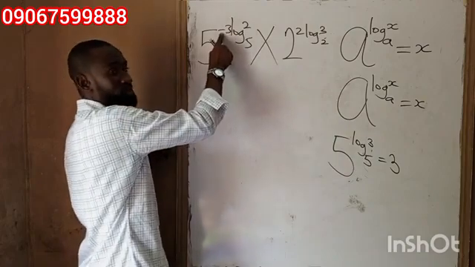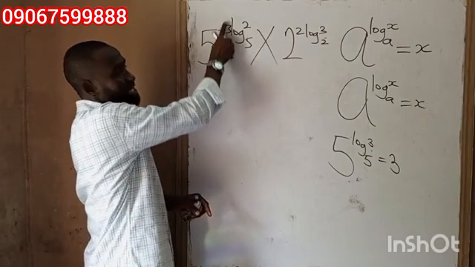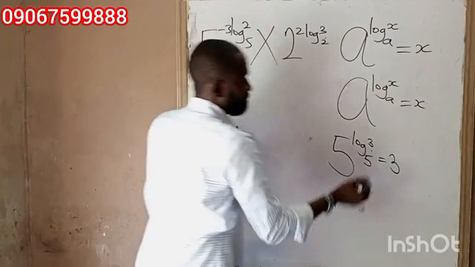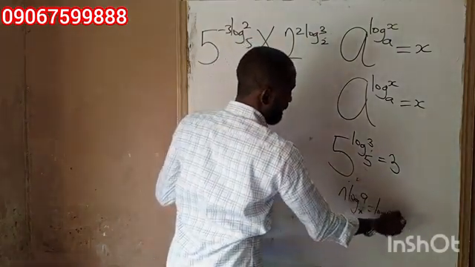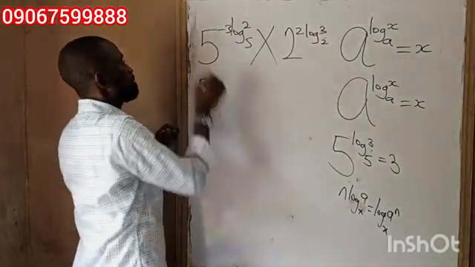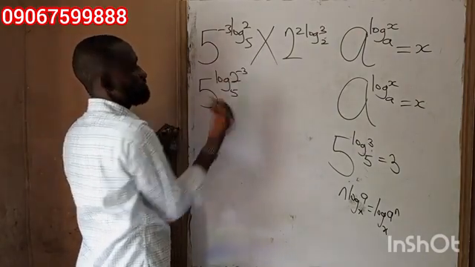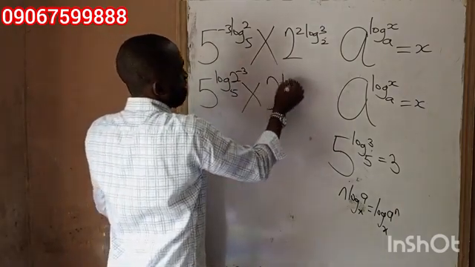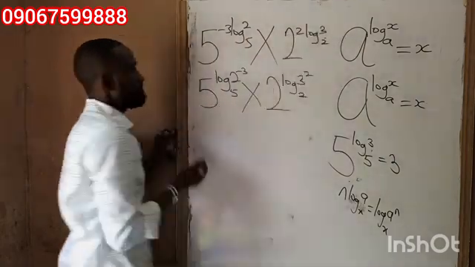I'm having a coefficient of minus 3, so I have to remove this minus 3. Before I can apply the law, I must have nothing here. So I have to transfer this minus 3 to this side, from the law n log a base x equals log of a raised to the power n base x. So that will be 5 raised to the power log of 2 raised to the power minus 3 base 5, and times the same thing, 2 raised to the power log of 3 raised to the power 2 base 2. Meaning these two here will move to this side.